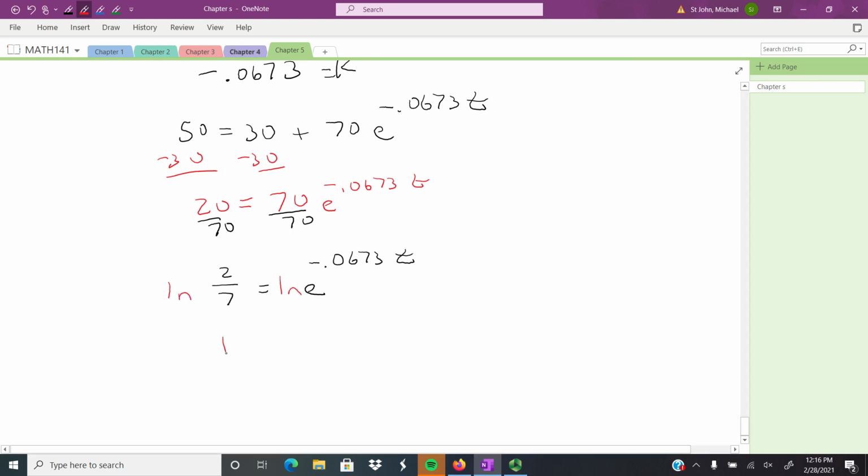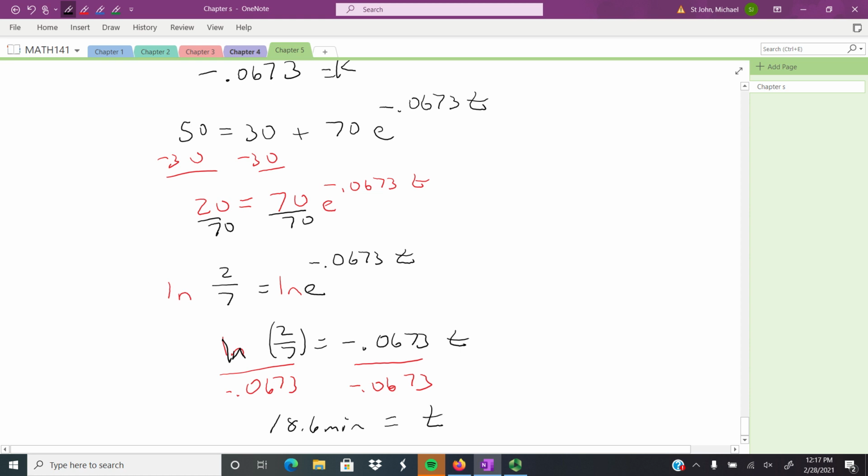So the natural log of 2 over 7 equals negative 0.0673t, and then lastly we divide. And we can get our value of t. And so this time we get about 18.6 minutes, and we will be at that temperature. And that will conclude this video.